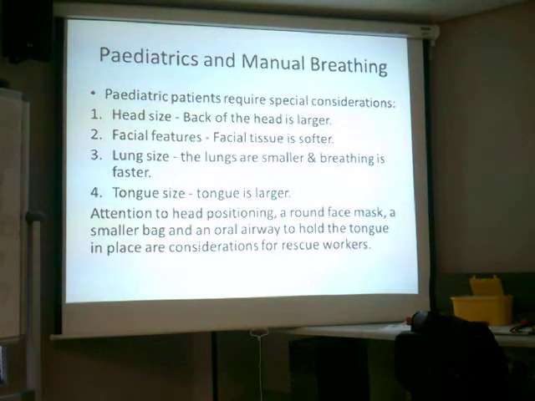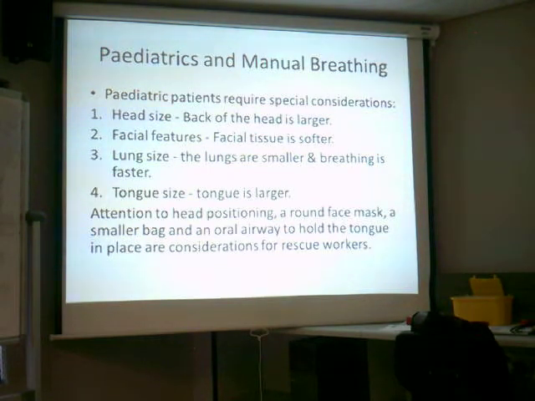Their facial features, we've all heard about baby fat. We will say when you have a niece or a nephew and haven't seen them for a long time, oh, you've lost all your baby fat. Because their faces are quite puffy, it sometimes makes it difficult to get the mask properly over their faces. The lung size, very important, they're smaller.